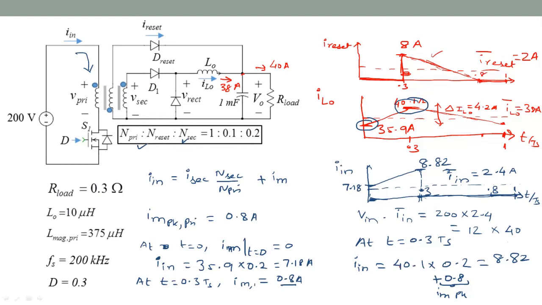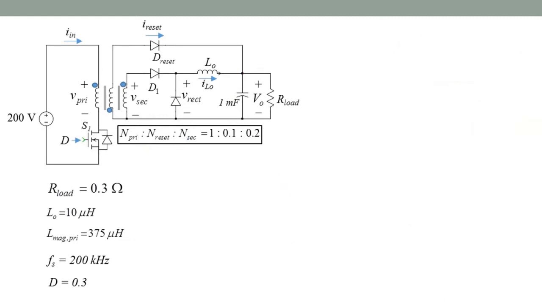Okay, so that is the entire input current waveform, and what we are left with is the final part D, which is calculating the voltage rating of the switches. What we need is the voltage rating for S1. S1 is the primary side MOSFET.